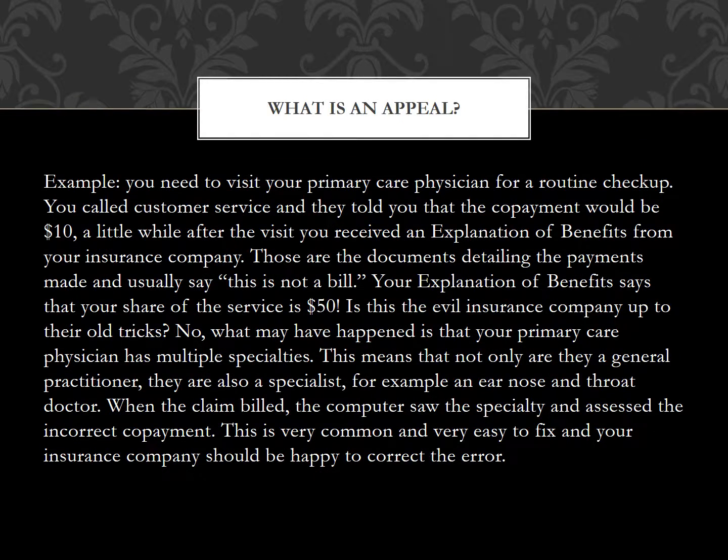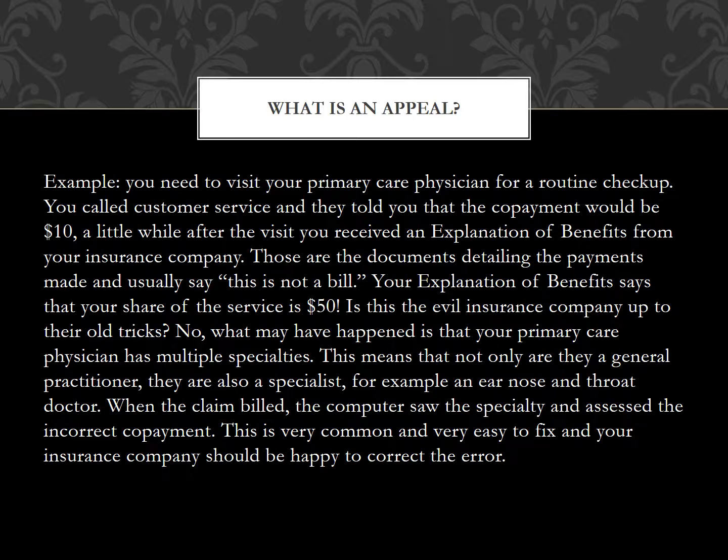Example: you need to visit your primary care physician for a routine checkup. You called customer service and they told you that the co-payment would be $10. A little while after the visit you received an explanation of benefits from your insurance company. Those are the documents detailing the payments made and usually say "this is not a bill." Your explanation of benefits says that your share of the service is $50. Is this the evil insurance company up to their old tricks?